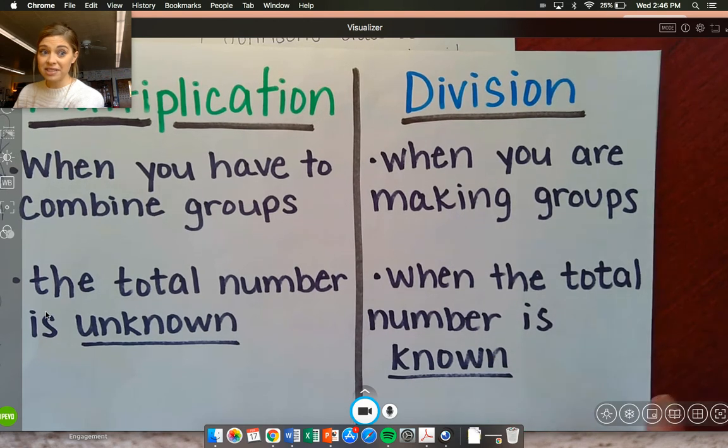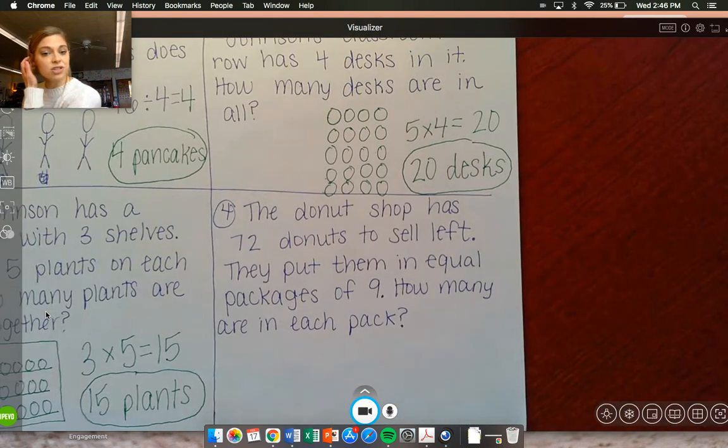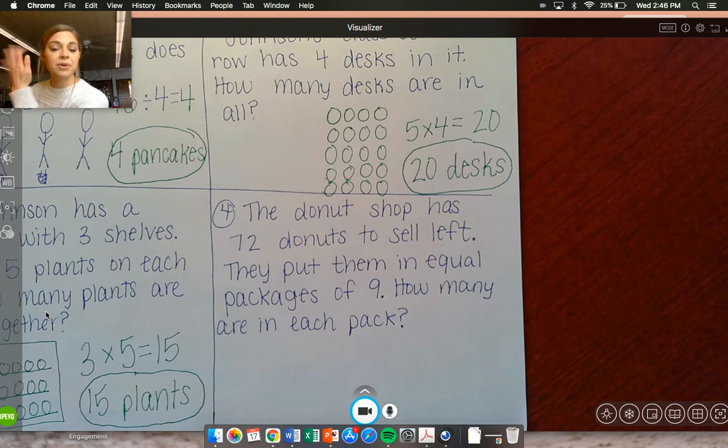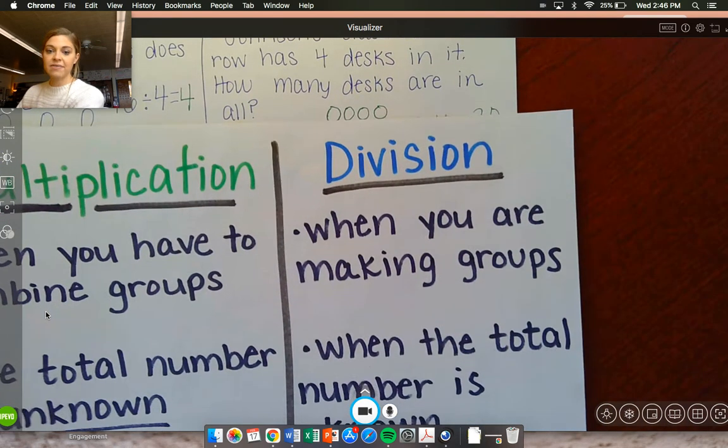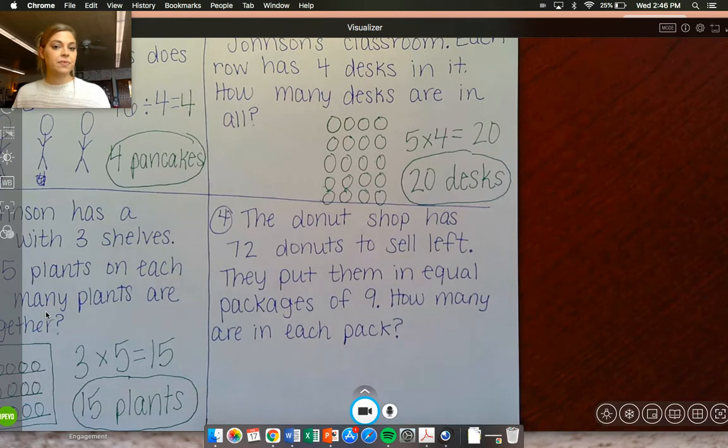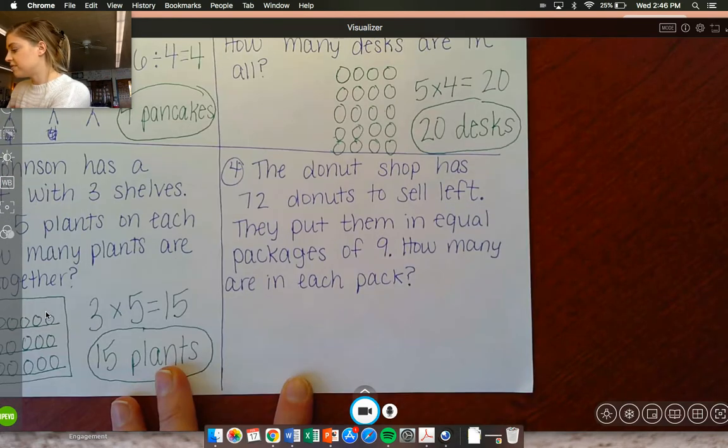I think the total is known because we have 72 donuts left to sell. That's the total number that we have left of donuts. And we're putting them in equal packages of 9. So we wonder how many are in each pack. So we're making groups. So that means that we have to divide here. Okay? So 72 divided by 9.